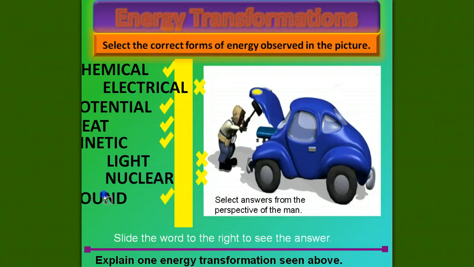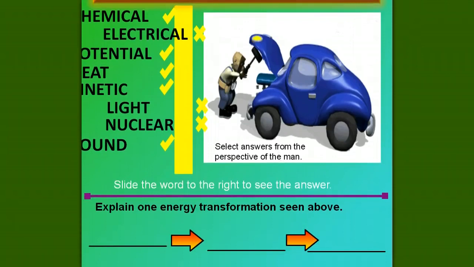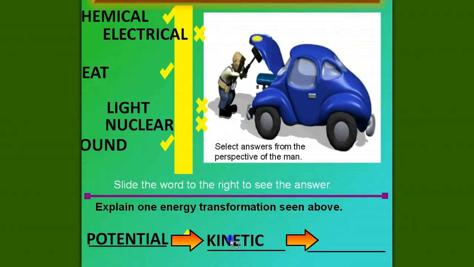Sure will. All right, now look below and explain one energy transformation that we see. Well, I think the man's going to start with potential energy because he's going to have the potential to throw that hammer down. And when the hammer hits, he's changing it into kinetic energy because that's the energy of motion. And it's going to make a lot of heat and a lot of sound.